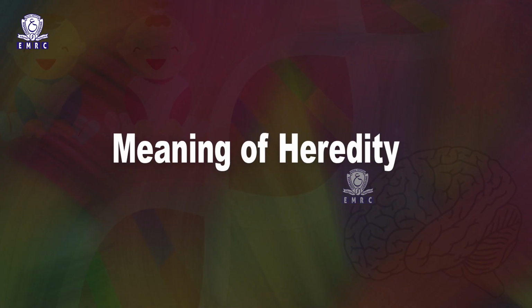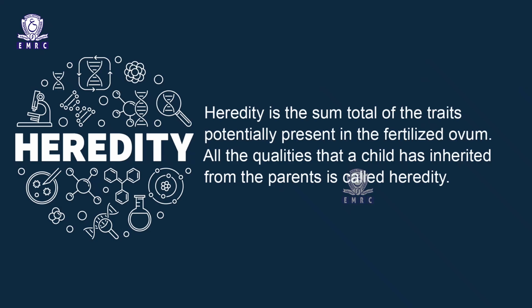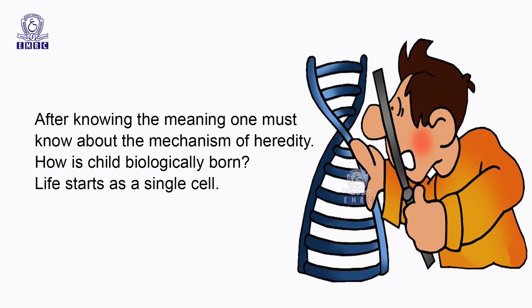Meaning of heredity. Heredity is the sum total of the traits potentially present in the fertilized ovum. All the qualities that a child inherits from the parents are called heredity. After knowing the meaning, one must know about the mechanism of heredity. How is a child biologically born? Life starts as a single cell.